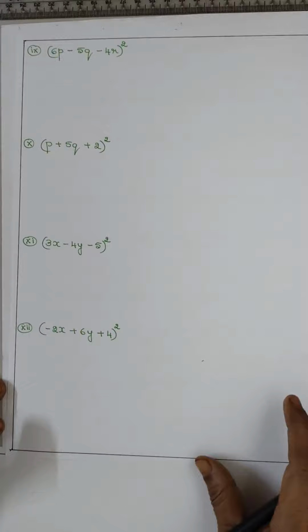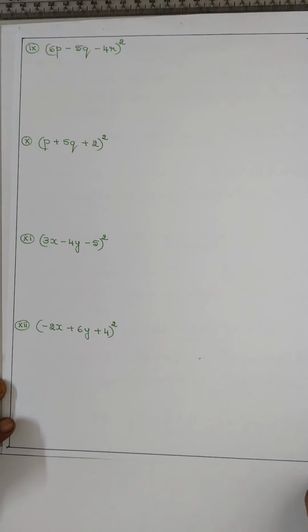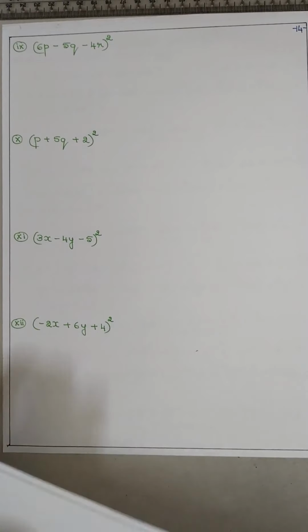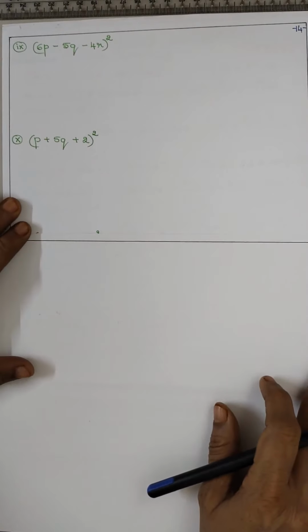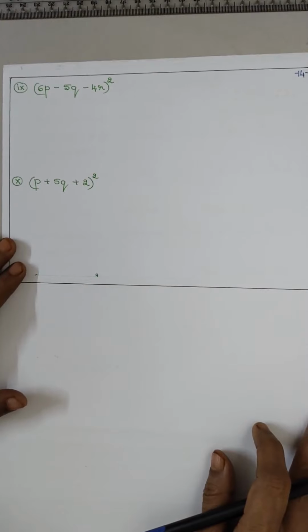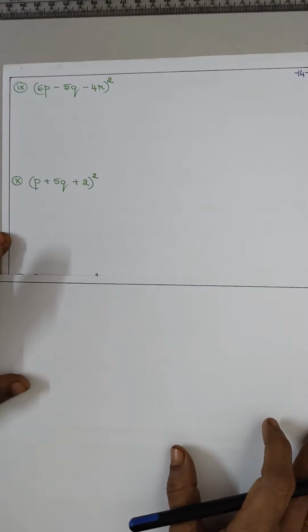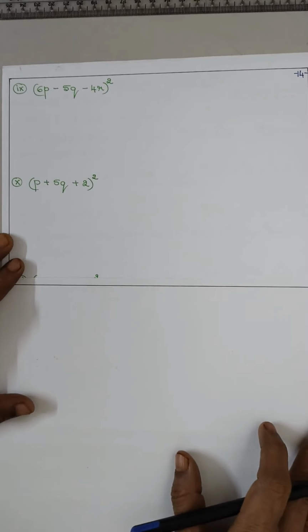So that was the 8th sum. Now coming to the 9th. So total 12 sums are there in this worksheet, isn't it? The 4th identity. So remember, 4th identity, a plus b plus c the whole squared is equal to a squared plus b squared plus c squared plus 2ab plus 2bc plus 2ca. Easy to remember, isn't it?